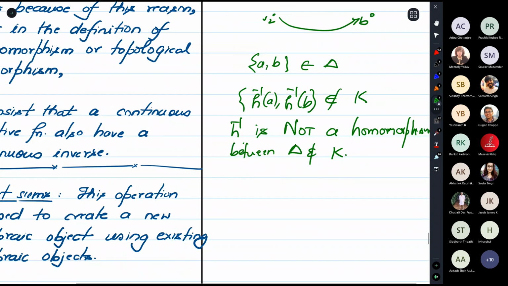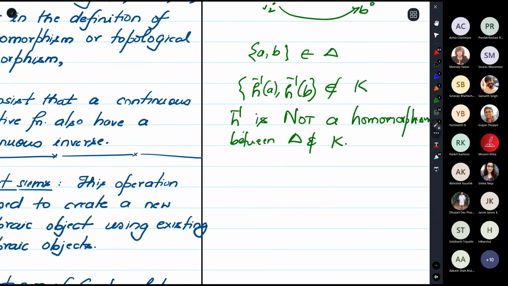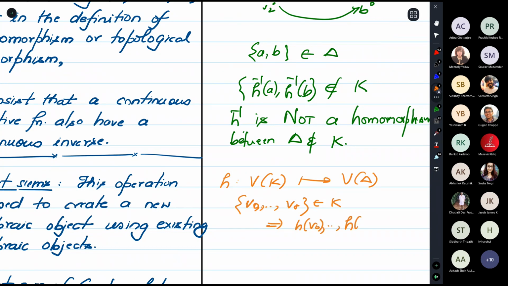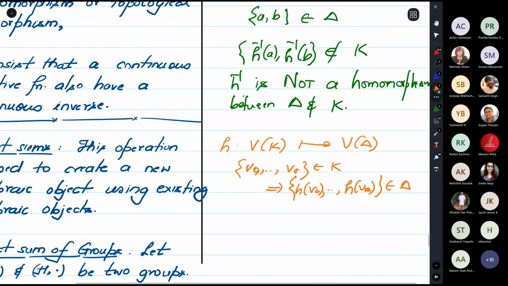So the condition for isomorphism should be as follows, right? So H, which is a map from V of K to V of delta, is a homomorphism if V0 to, let's say, Vd lying in K implies H of V0 all the way till H of Vk lies in delta. This is the first condition, right?